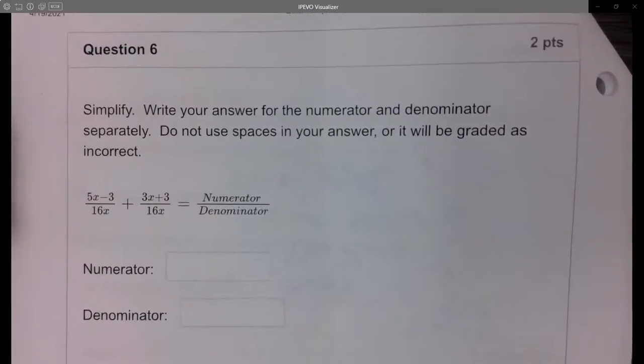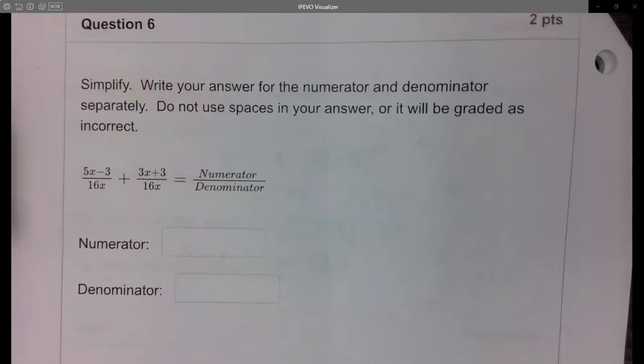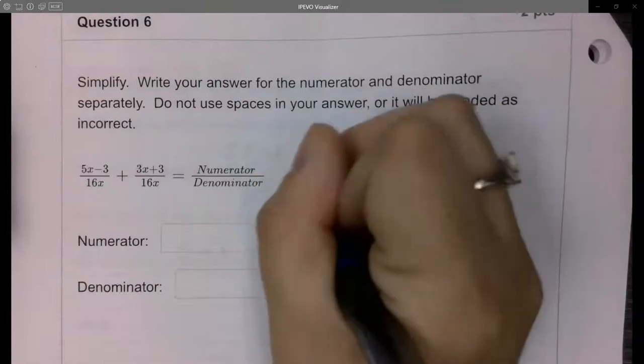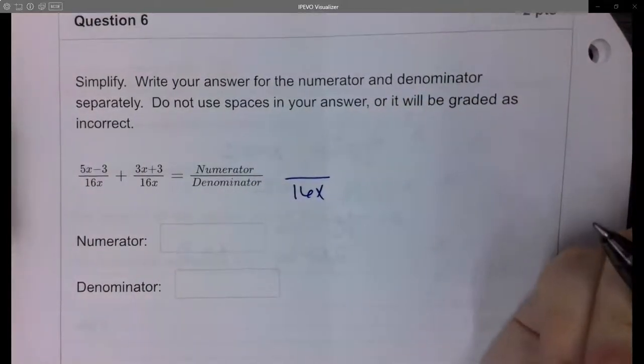Moving on, this one wants me to simplify and to write my answer for the numerator and denominator separately, and it doesn't want me to use spaces in my answer. So when I type this on the computer, I don't want to type in spaces. They have the same denominator, so I'm going to leave that alone. And then I'm going to combine like terms.